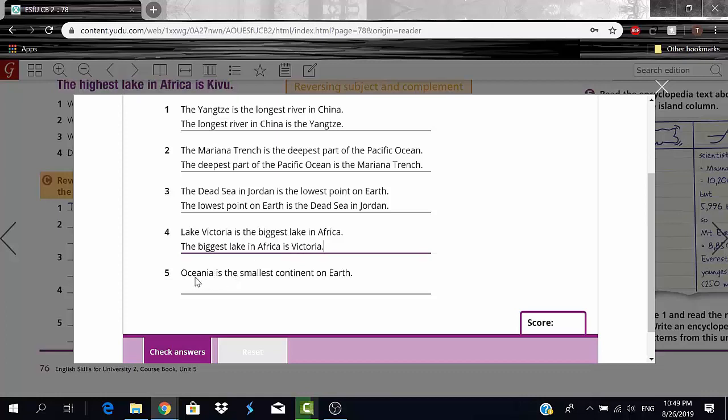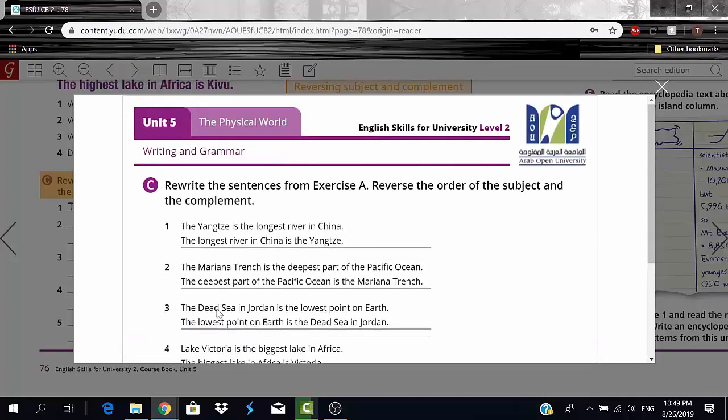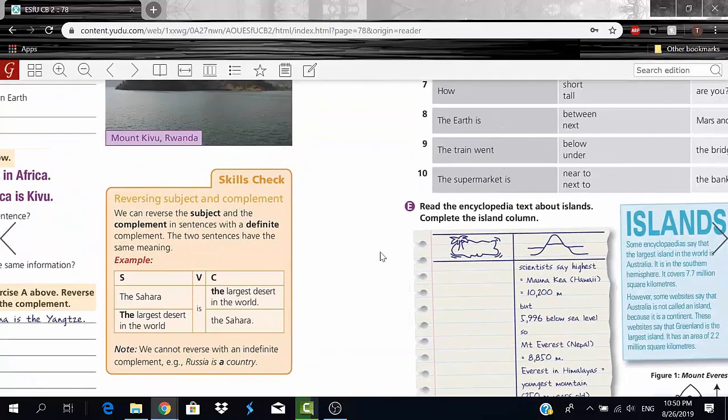And finally, we have Oceania is the smallest continent on Earth. And we could say, again, the smallest continent on Earth is Oceania. Okay, you guys? So that is how you reverse the order of the subject and complement in a sentence. Okay? Now let's move on.